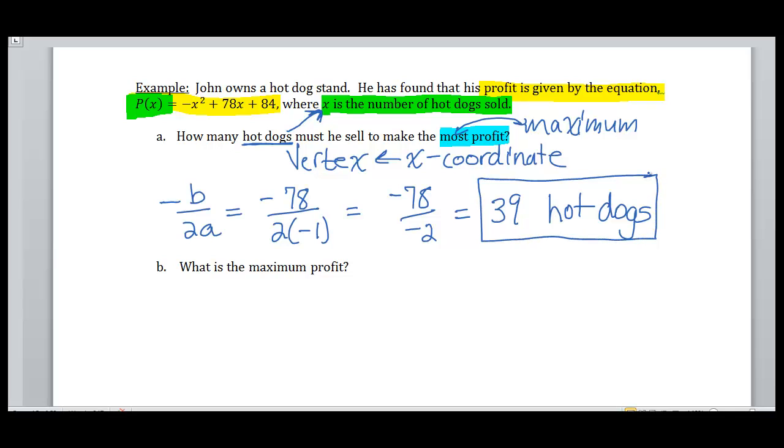Okay. Part B says, what is the maximum profit? All right, and this is where our equation comes into play now, right? We found the x coordinate of the vertex, which is the hot dogs. Remember before I said that if I plug in the x value, it'll tell me what the maximum profit will be, which is our y value. So all I have to do here is plug in 39 for x into our equation here. Okay, so I'm going to get negative 39 squared plus 78 times 39 plus 84.